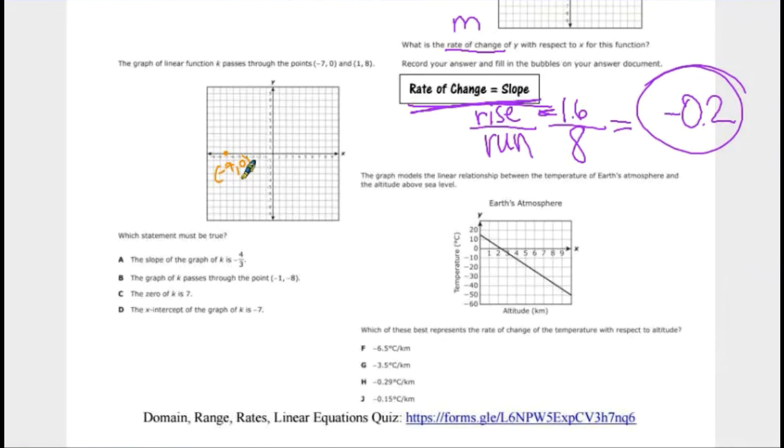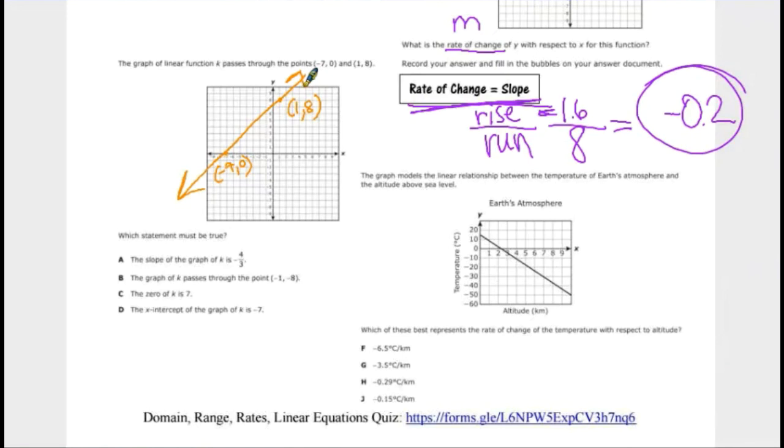And then for the point 1, 8, we're going to start at the origin and move to the right one, go up 8. Right there. And then the line, I have to make sure that I graph that. All right, we got our line, and it's function k. Let's look at the answer choices. Which statement must be true?